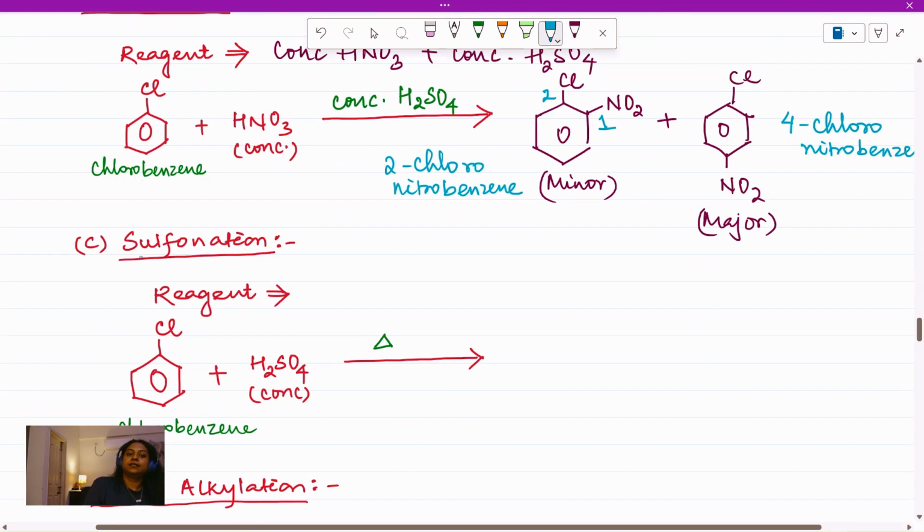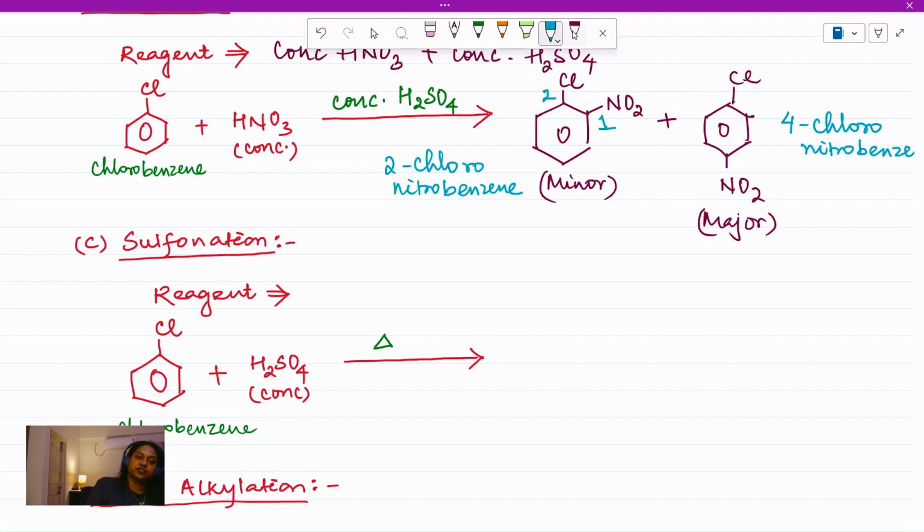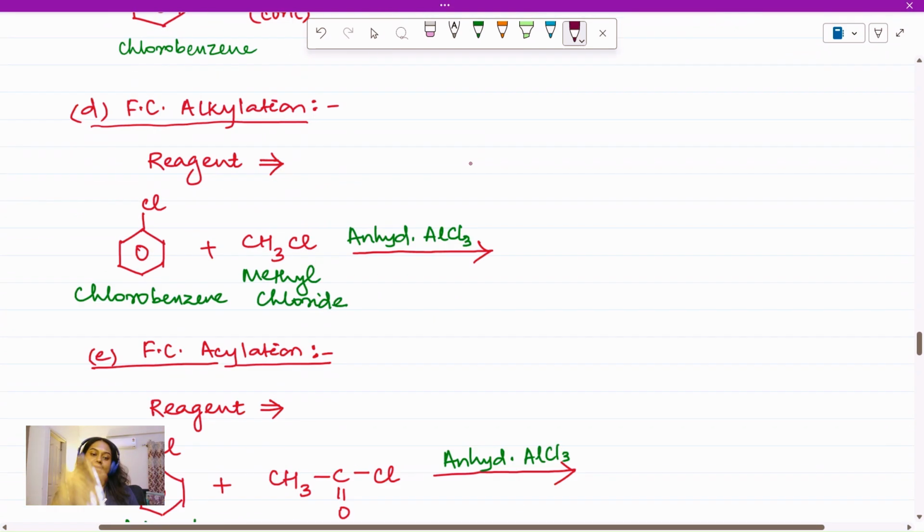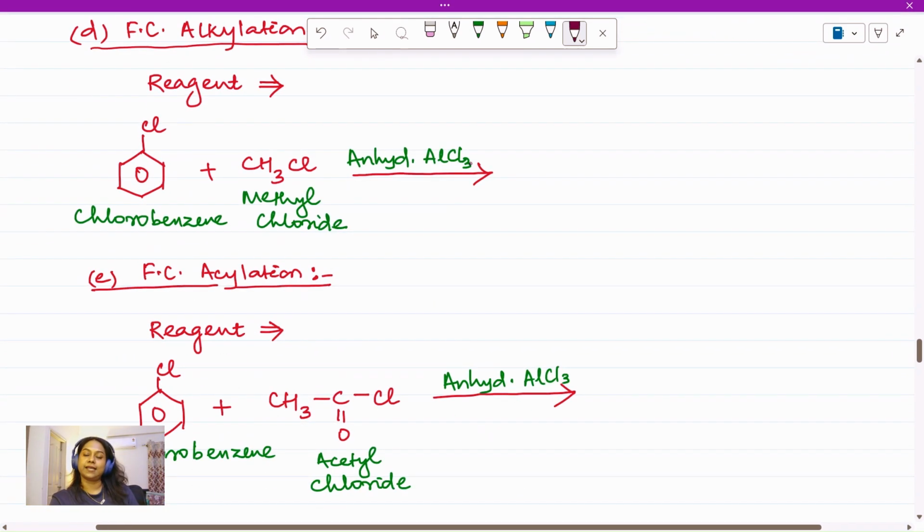Now, if you look at the reagents for sulfonation, what is the reagent? There is just one single reagent for sulfonation, that is concentrated H2SO4, that will give you the sulfonated product. I think we are at the limit of time. What I want you to do, guys, is look at sulfonation, the major and minor products, and also look at Friedel-Crafts acylation and alkylation.